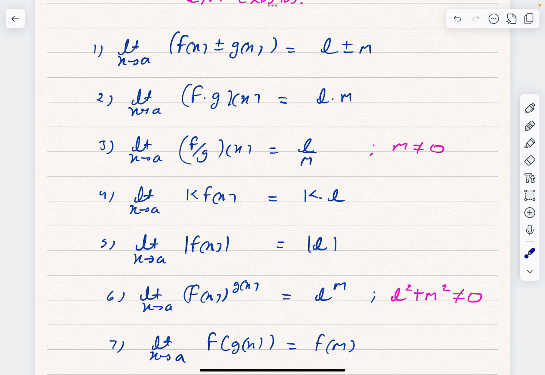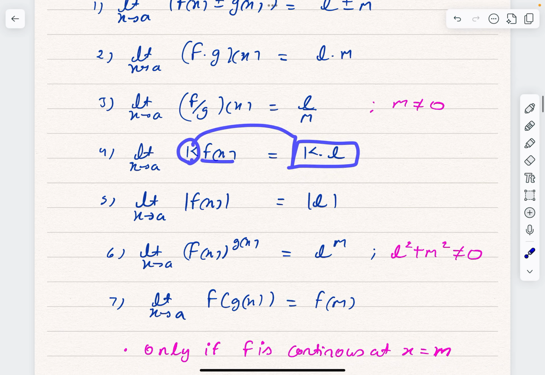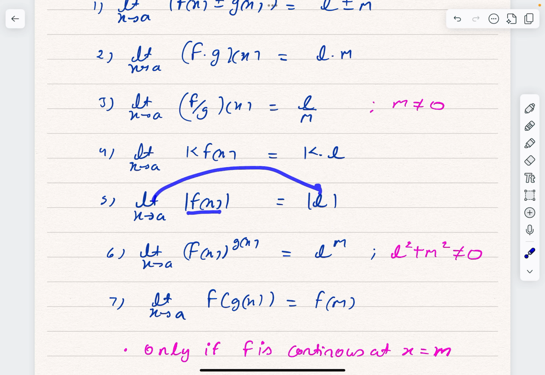Same we can do if you multiply f(x) with some constant k. K is some constant here. In this case, the limit will be k into L. Same we can do for the limit as x tends to a of mod f(x). In this case, we just get mod L. So basically, we can take the limit inside the mod also.